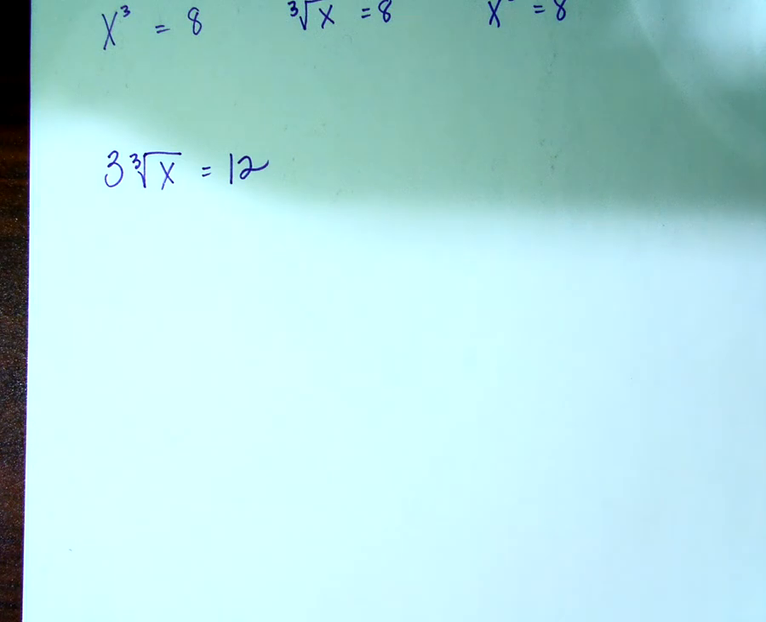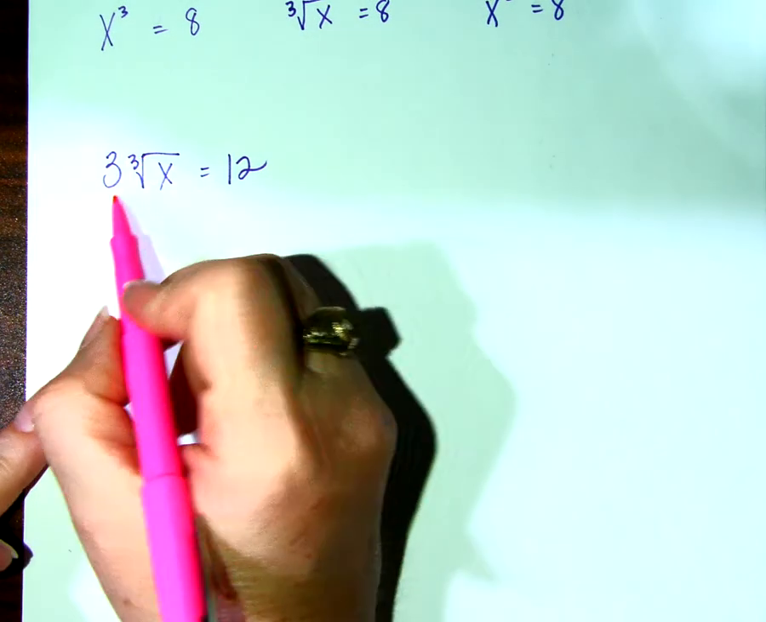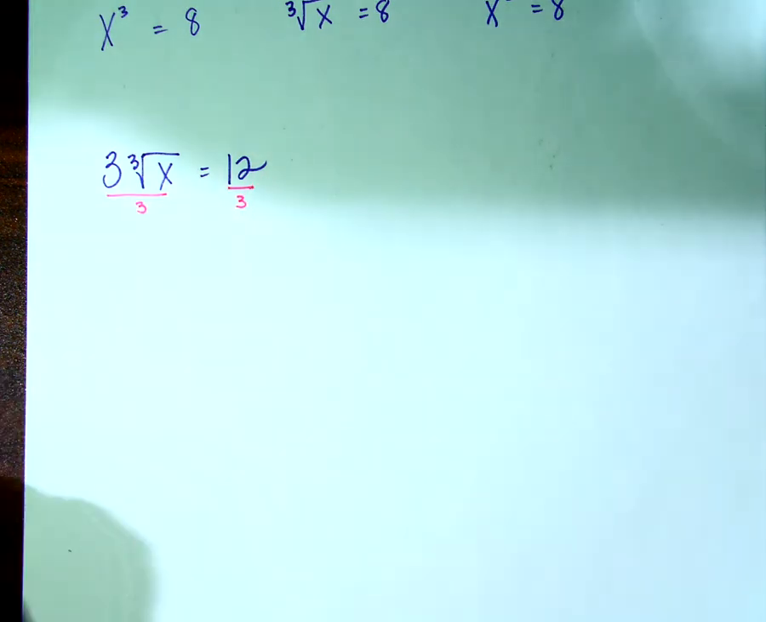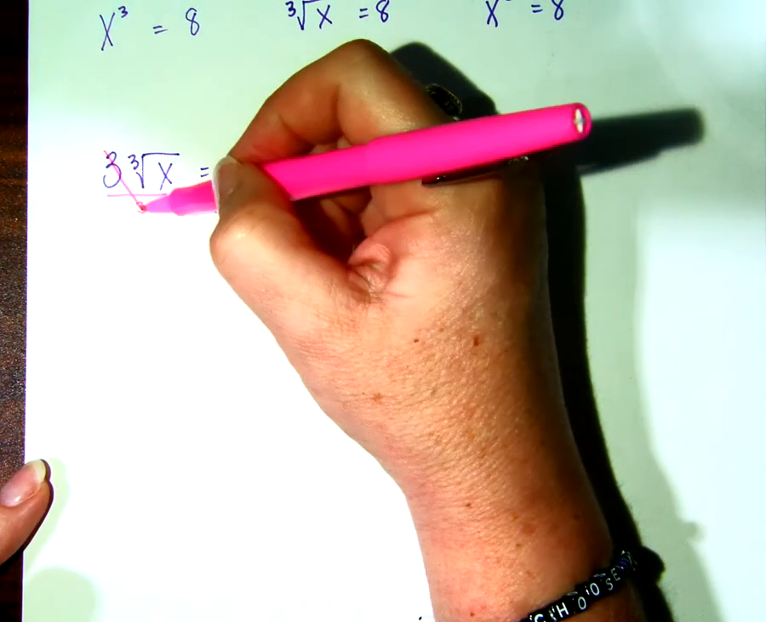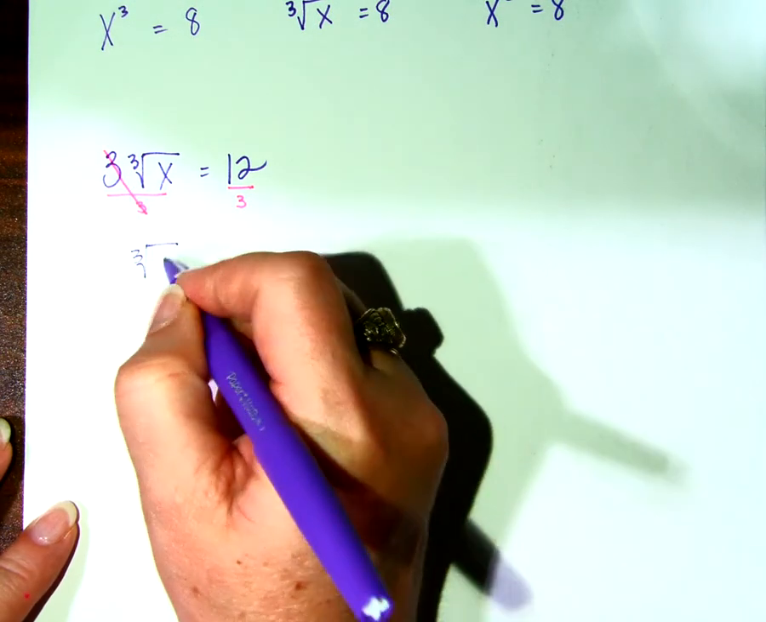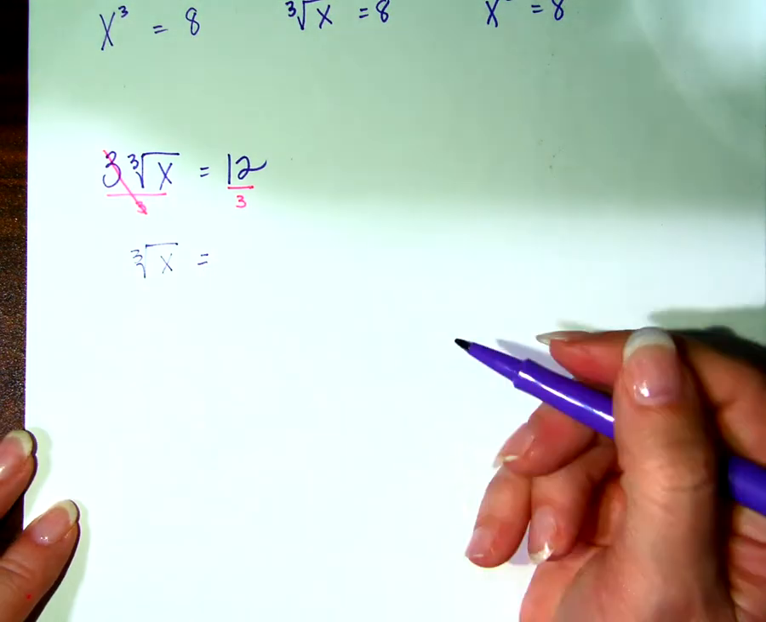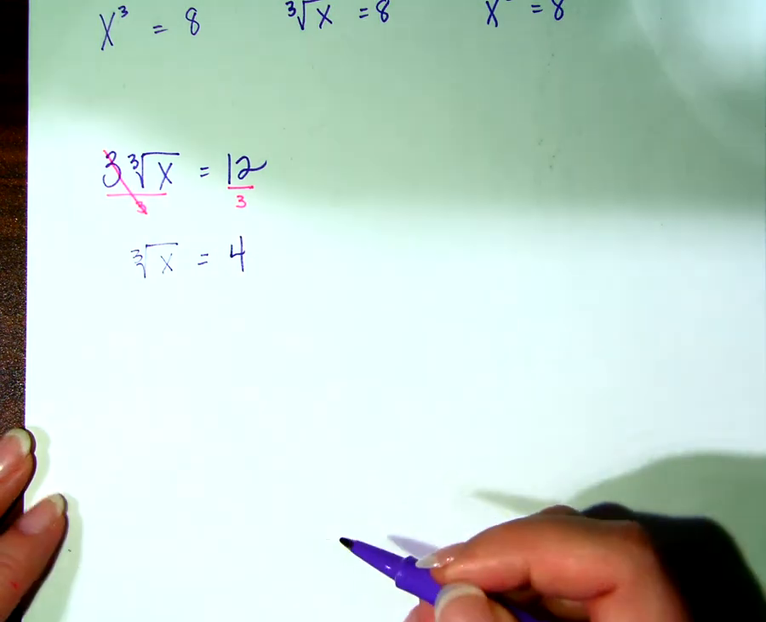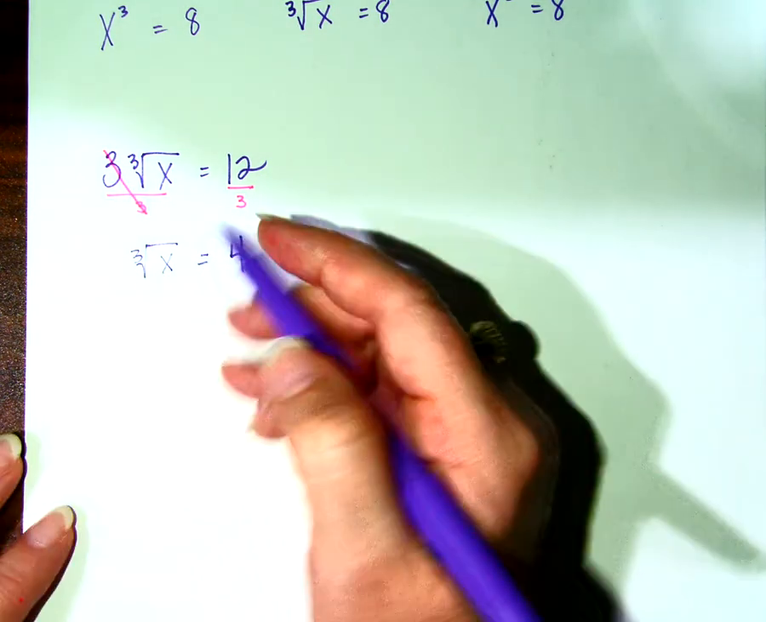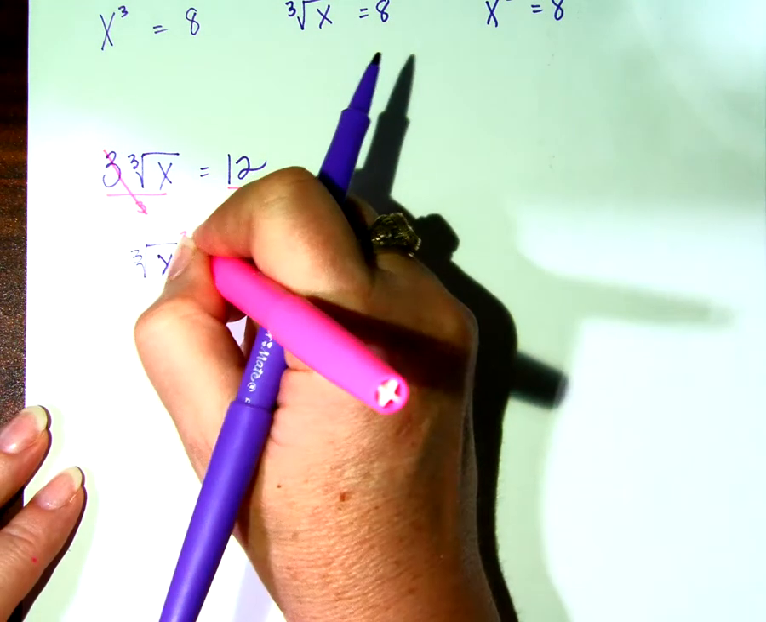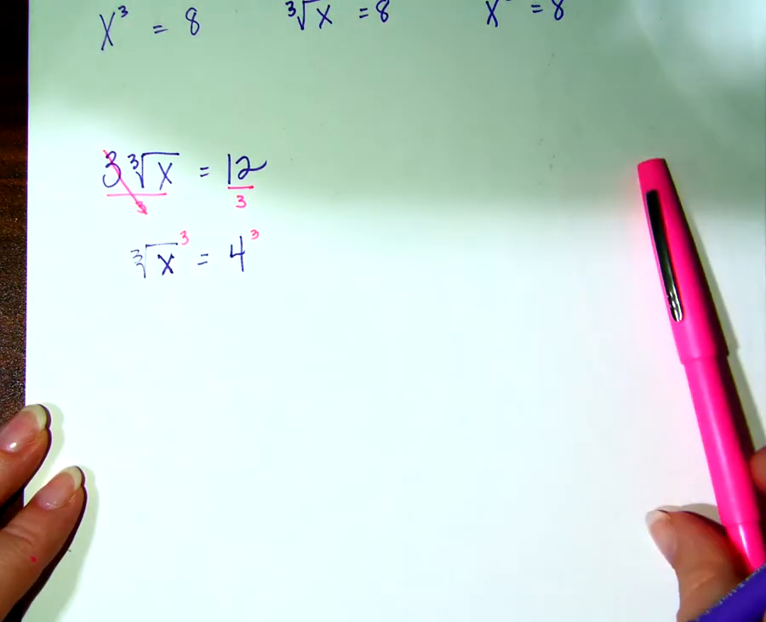What do I want to do first to solve for x? I want to divide both sides by 3. That's exactly right. Okay? When I divide this side by 3, 3 divided by 3 is 1. So I just have the cube root of x on the left-hand side. And on the right-hand side, I have 4. How do I undo a cube root? Cube it. If I'm going to cube both sides, cube, cube.